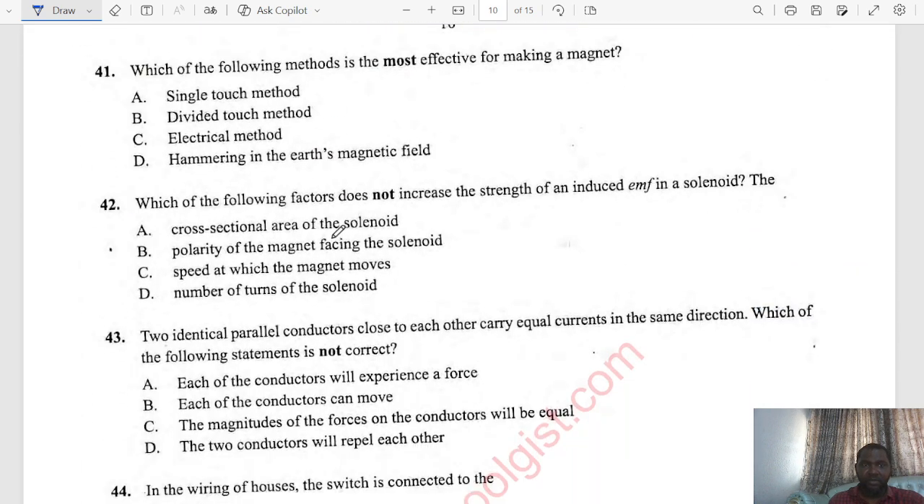Good. Now number 41 says, which of the following methods is the most effective method in making a magnet? That's definitely the electrical method. The electrical method is the most effective method in making a magnet.